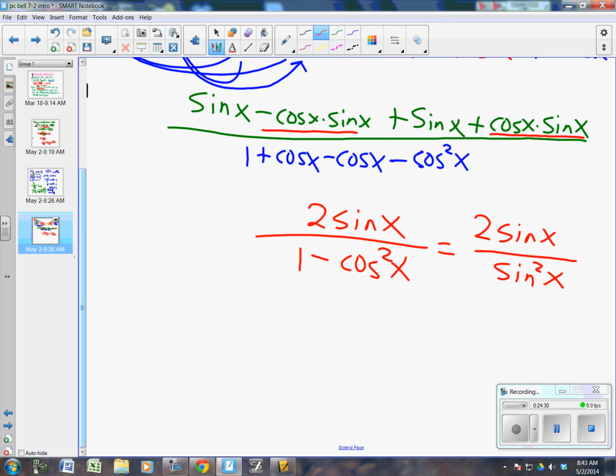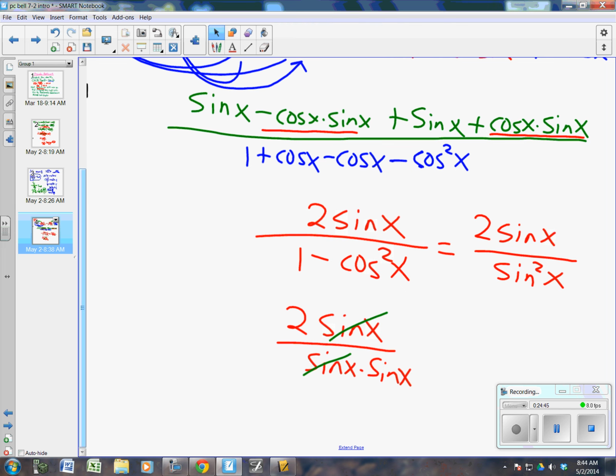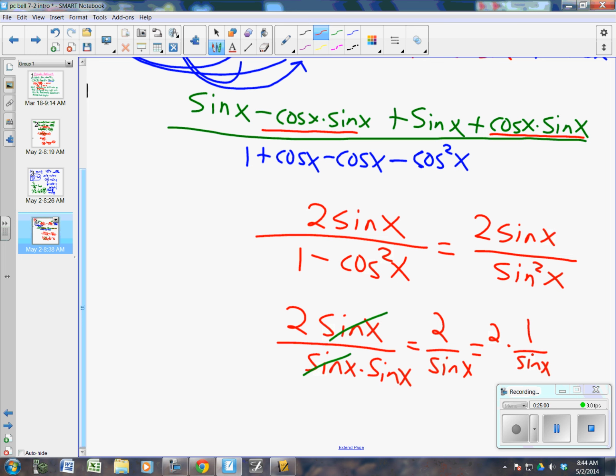What does sine squared mean again? Yeah, you're timesing 2 of them together. So it gets 2 sine of x over sine of x times sine of x. And one of them cancels. And what do you end up with? You end up with 2 over sine of x. Now, you guys, I can write this as 2 times 1 over sine of x. And what is 1 over sine of x? Cosecant. So my answer is going to be 2 times the cosecant of x. And I'm done.